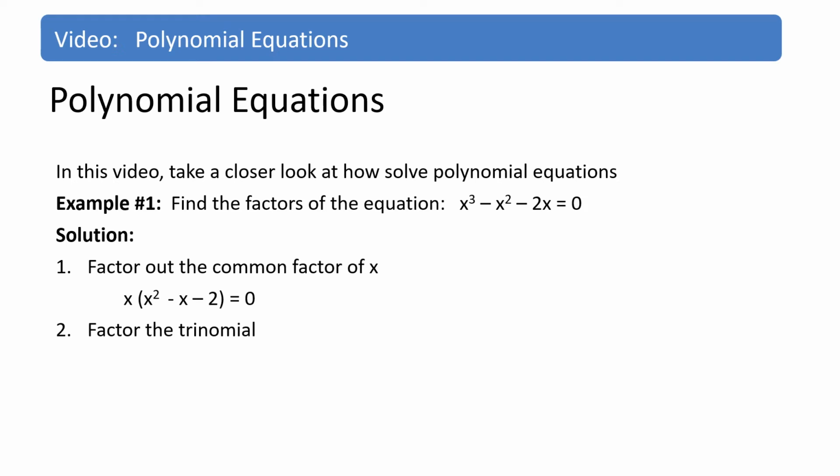Now we will factor the trinomial. x^2 - x - 2 can be broken down into the factors (x - 2)(x + 1) = 0. So that gives us factors x = 0, x - 2 = 0, and x + 1 = 0. So x is 0, x is equal to 2, and x is equal to negative 1.